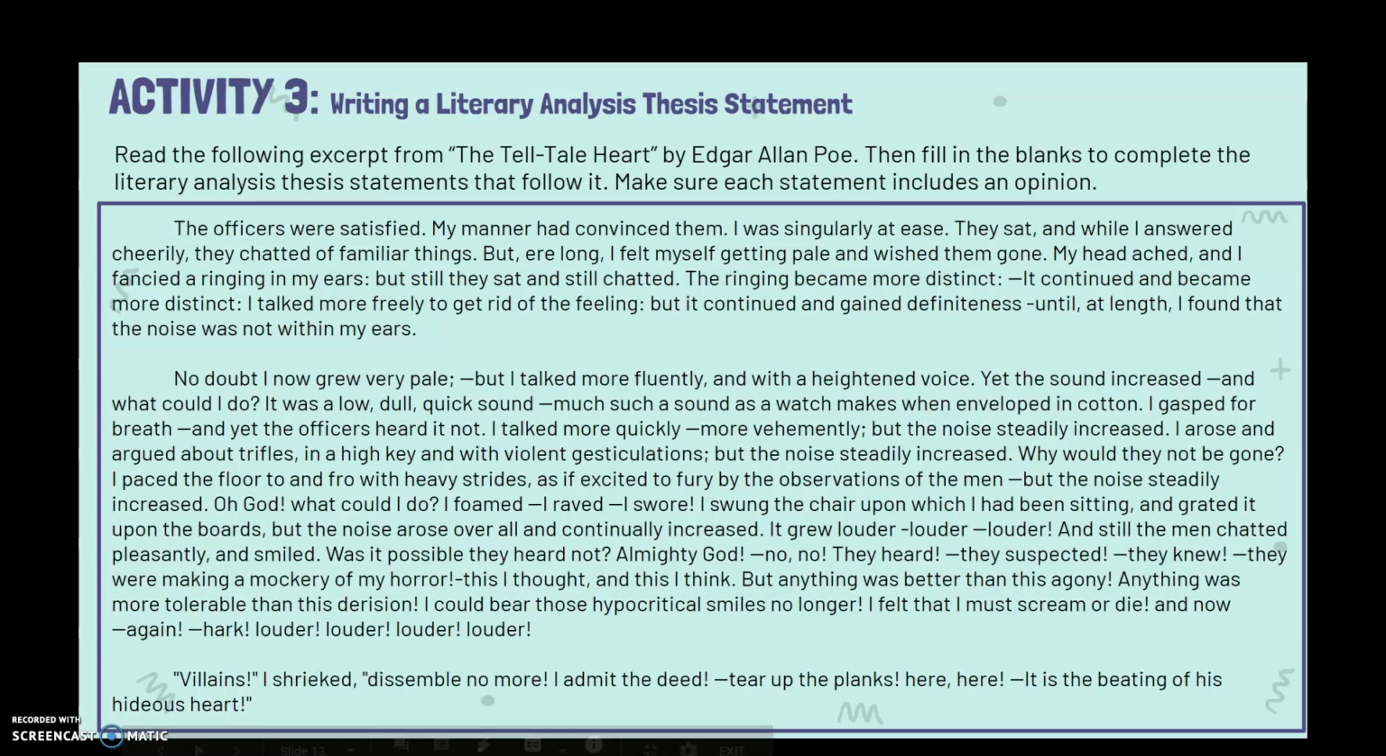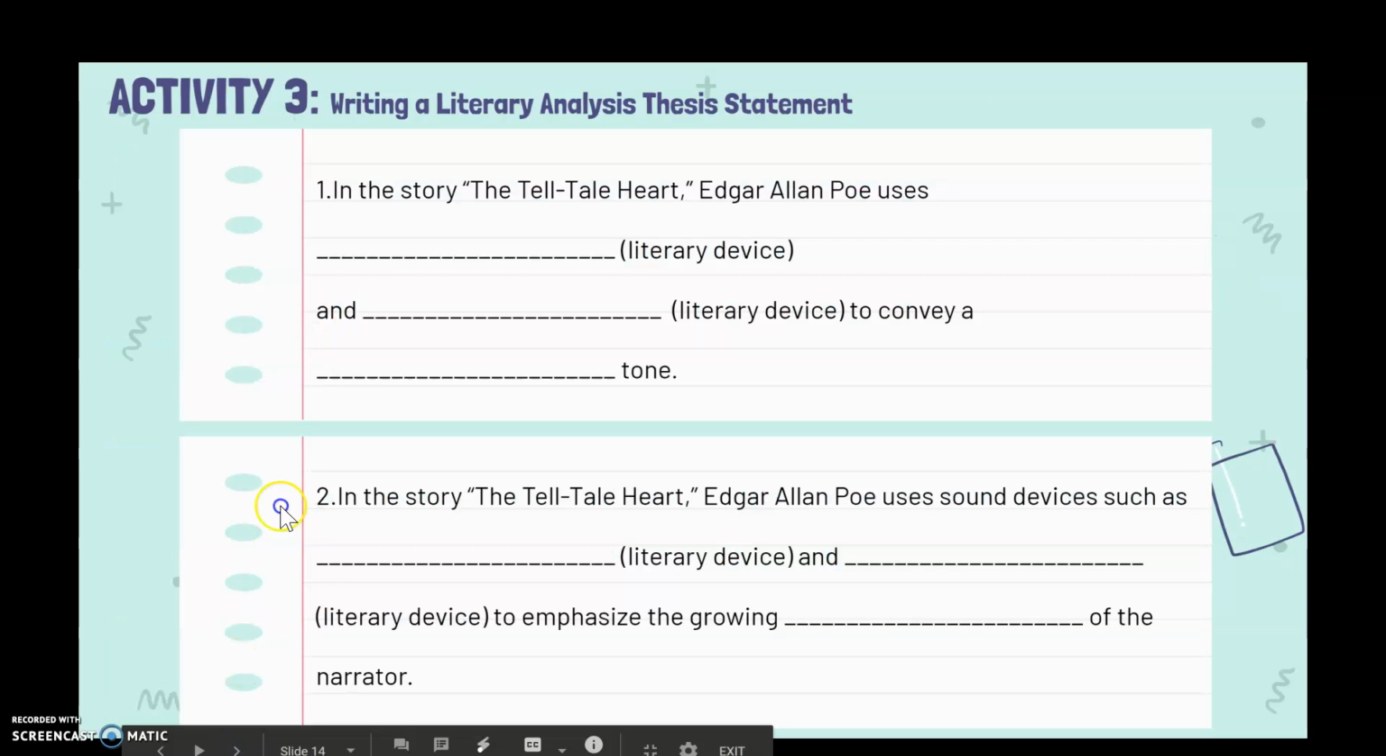Read the following excerpt from The Telltale Heart by Edgar Allan Poe. Then fill in the blanks on the next slide to complete the literary analysis thesis statement that follows it. Make sure each statement includes an opinion. I'm not going to read this with you. You can read that. But here are the fill in the blank.